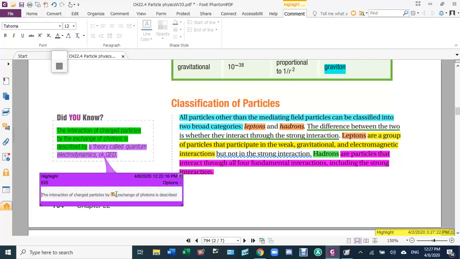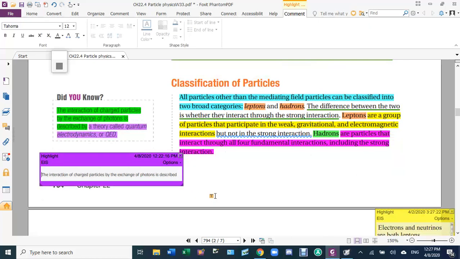Now we have a theory called quantum electrodynamics, or QED. It defines the interaction of charged particles by the exchange of photons. I repeat, the interaction of charged particles by the exchange of photons. Now, how can we classify particles? All particles other than the mediating field particles can be classified into two broad categories: leptons and hadrons.